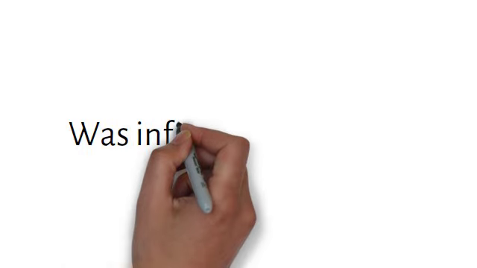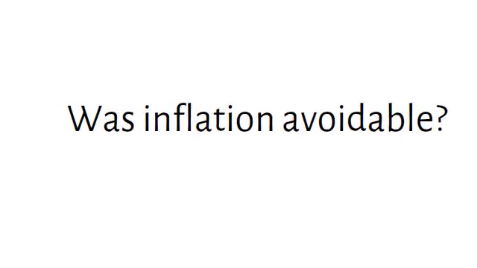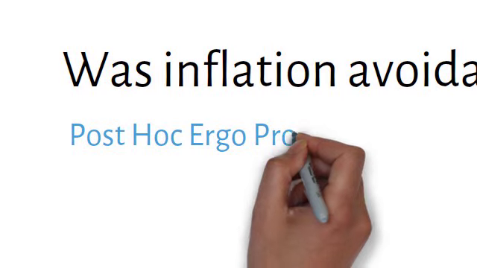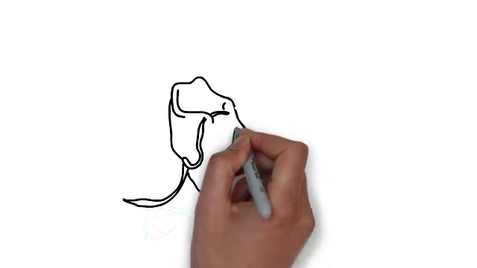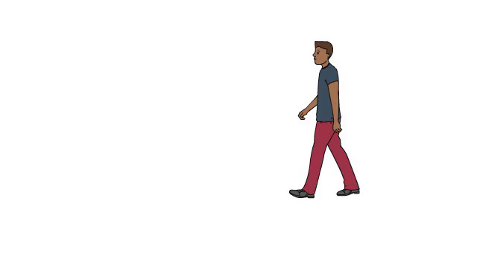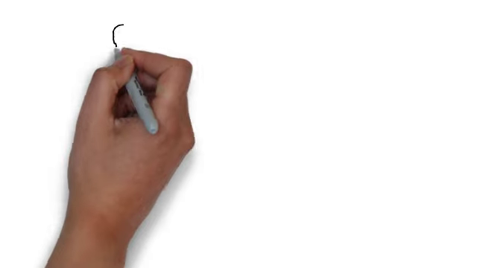Was inflation avoidable? There's a fallacy known as post hoc ergo propter hoc. It means after this, therefore because of this. In other words, if event A happened before event B, event A caused event B. For example, say I pause to tie my shoe and then get hit by a car crossing the street. I did not get hit by a car because I tied my shoe. I got hit by the car because I didn't look both ways.